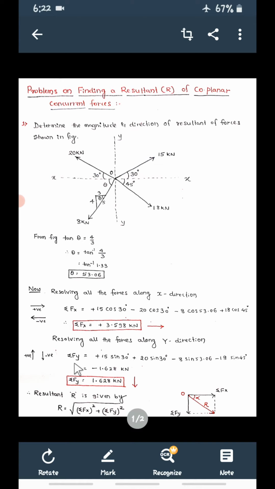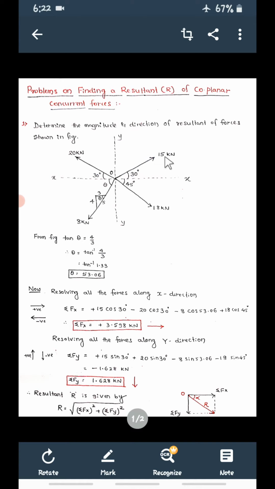Again come one by one. First, the 15 kilonewton force. Now make this force vertical. It will move upward. See the direction? It will move upward. Upward means positive, so summation Fy is equal to plus 15.